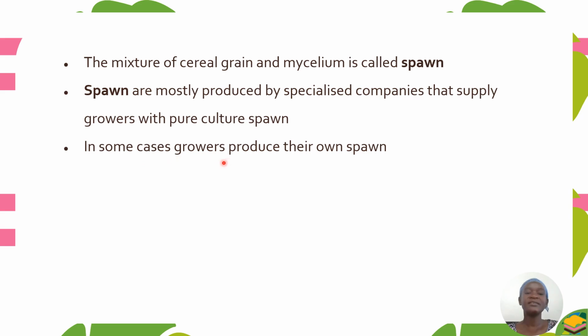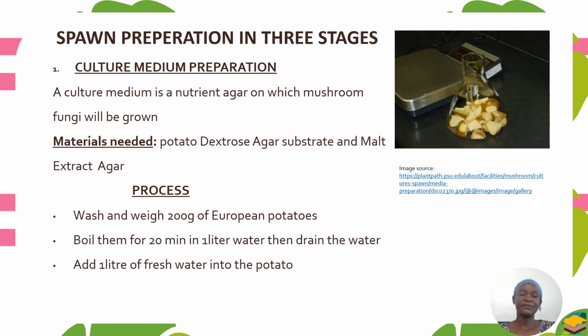In some cases, apart from buying already made spawn from specialized companies, the farmers or growers produce their own spawn. So it is important for us to go through how these spawns are produced, so that as students it's possible for us to gain skills and become specialists in spawn production. Spawn preparation can be in 3 stages.